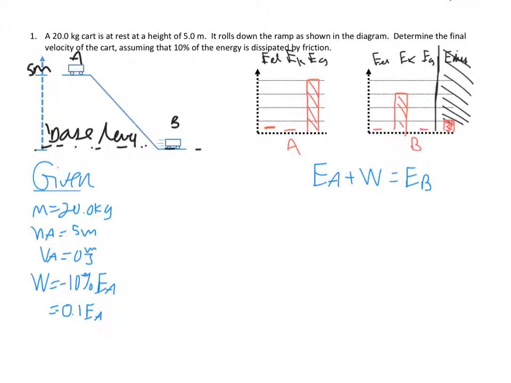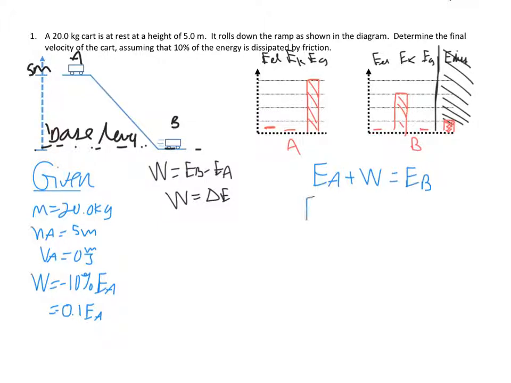A side note as to why. Work is equal to the change in energy, so that would be EB minus EA. You could also say that work equals delta E. The only way that you get work equaling delta E is by saying EB minus EA. Rearranged, you get this. I just like this format a little bit better because it lines up nicely with the bar charts. So EA plus work equals EB.